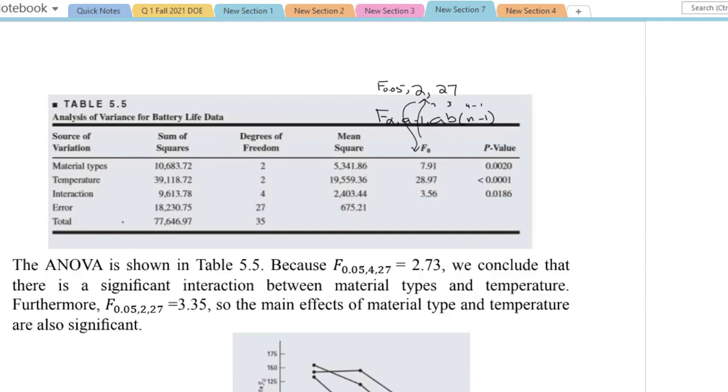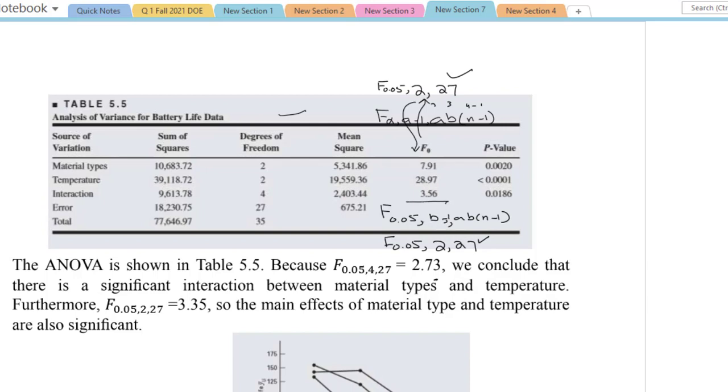The same is the case for the material. I'm going to write this value here. For the material we will say F 0.05, b minus 1, then ab(n-1). In place of 0.05 you can also write alpha, where alpha is equal to 0.05. So b minus 1 becomes 2, and again 27. So for the material and for the temperature we will use these two values in order to check whether we have rejected our null hypothesis or we fail to reject the null hypothesis. Then we come towards the F naught value for the interaction term.